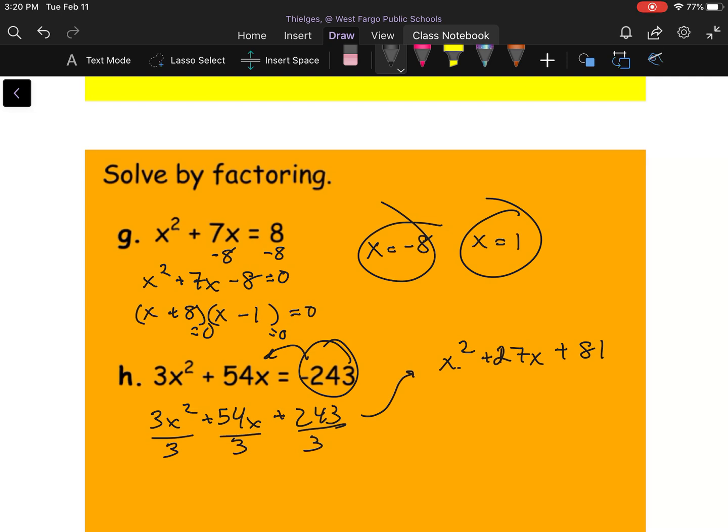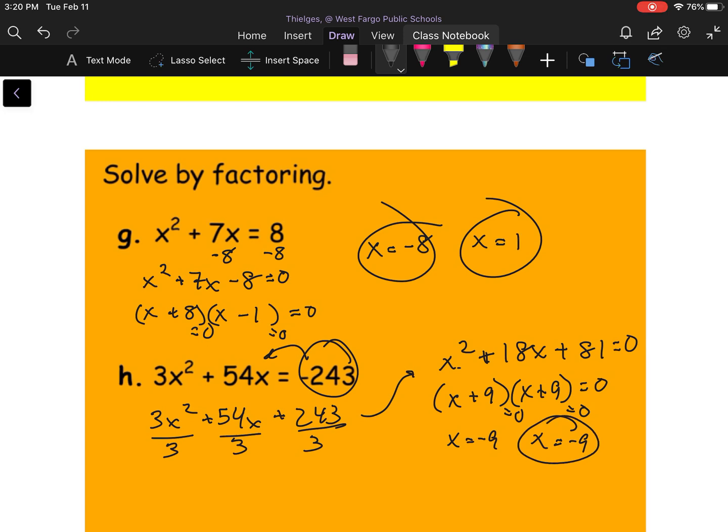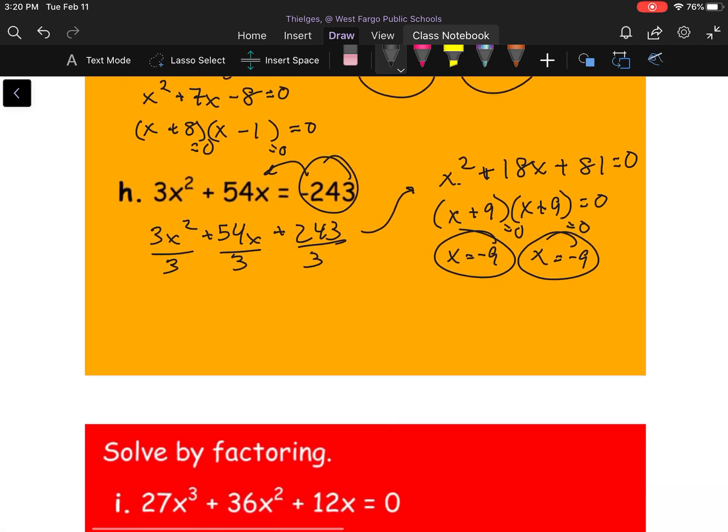I don't buy that 27. Sorry, 18. That's much better. So x plus 9, x equals negative 9, x equals negative 9. Oh, I got the same answer twice, and that's fine. Which one's right? They're both right. Okay, so that is solving by factoring.